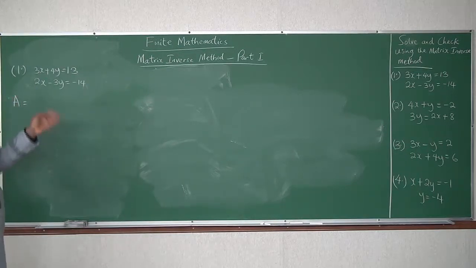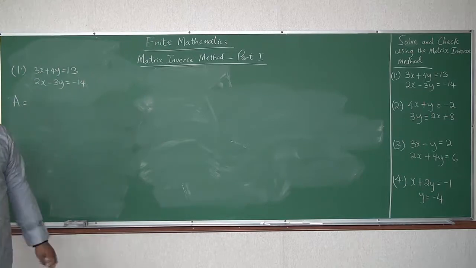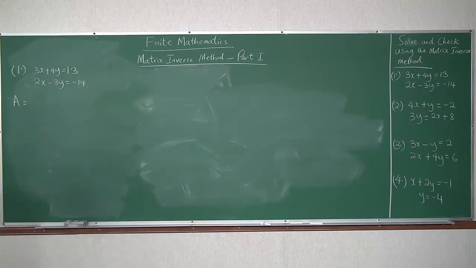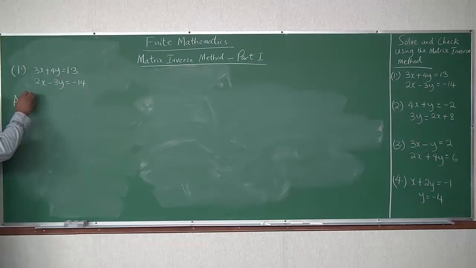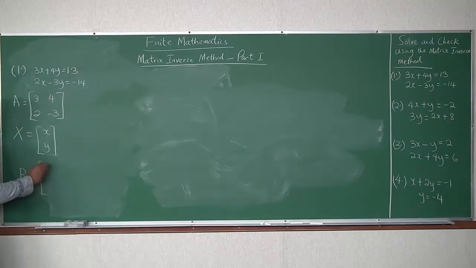Then step 2, align x and y. So x, x, y, y, result, result. We're good on step 2. Step 3, nothing is missing. Variables are complete, so that's fine. Step 4, let's now use the matrix inverse method. A is the matrix of coefficients: 3, 2, 4, negative 3. x is the matrix of the variables, x and y. And b is the matrix of the results: 13 and negative 14.